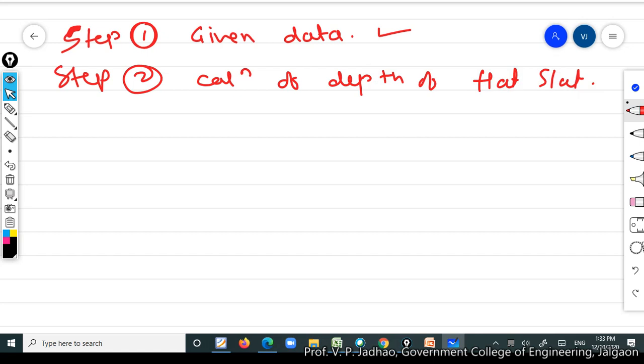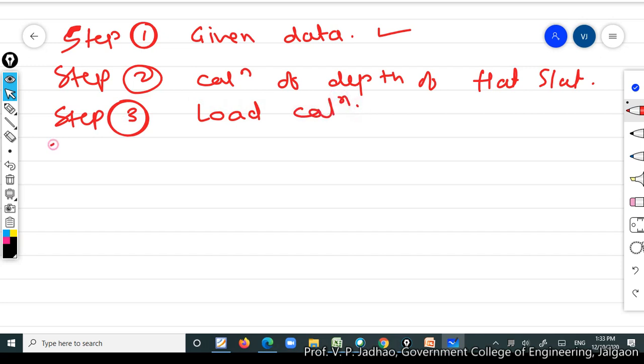We'll just consider the span upon depth ratio. Span upon depth is equal to 26 multiplied by the multiplication factor. How we'll calculate the multiplication factor, I'll tell you in the actual design. So this is how we'll be calculating the depth of the flat slab. Then the next step is step number 3, load calculation.